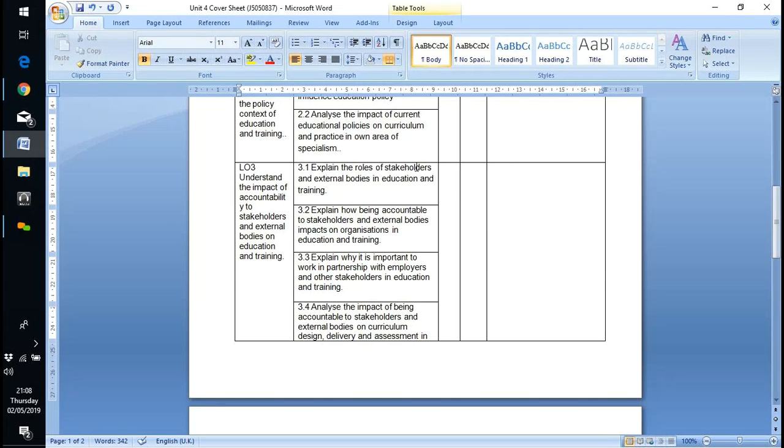3 goes on to explain the roles of different stakeholders and external bodies in education and training. Right, so that'd be like the governors and things like that, wouldn't it? Well, that's governors, awarding bodies, local education authority, and then explain how being accountable to all these stakeholders and external bodies impacts on organisations or schools in education and training, what that affects. Looking at Ofsted, things like that. Yep.